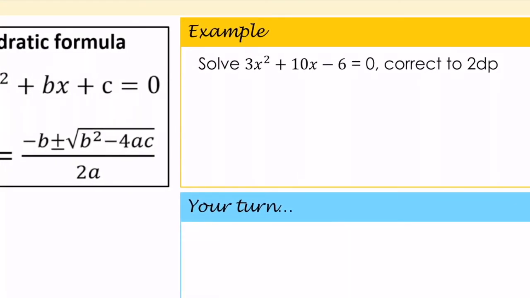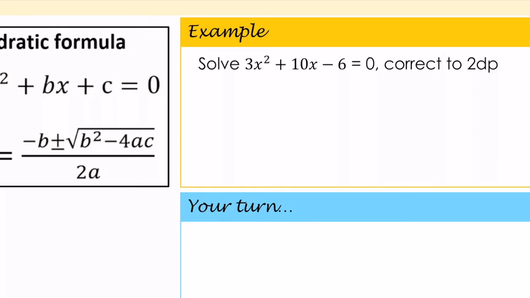So solve 3x squared plus 10x minus 6 equals 0. It's already in the right format. We've got our x squareds, x's, the number, and then equals 0. So that's great. We don't have to rearrange. So we're just going to plug it into the formula.